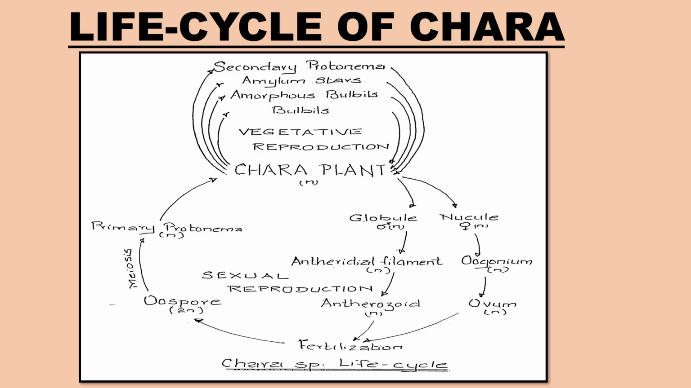Fertilization of the anthrozoids and ovum results in a diploid zygote which develops into a thick-walled oospore. During favorable condition, the oospore undergoes meiosis and germinates into the primary protonema, which grows into a plant body. So today we have discussed about filamentous alga Chara in detail.